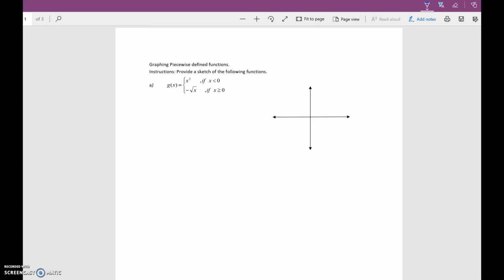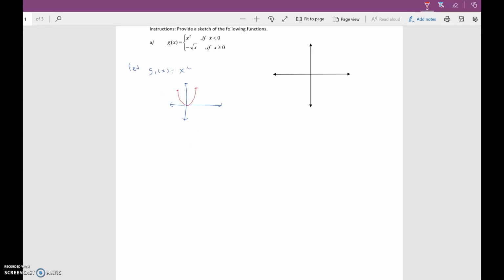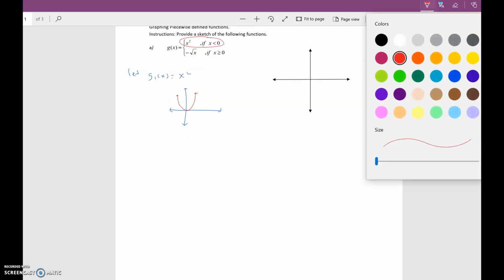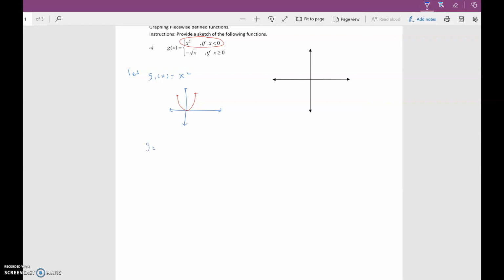The first function, we're just going to let g1 of x equal x squared. It's perfectly fine if you need to plug in coordinate points, but I'm just going to jump to the actual sketch of the function. That's what the x squared looks like, which happens to be the first one. We'll cut the pieces in a minute, and then our g2 of x is equal to negative square root of x. So this is a square root function that technically has a negative.